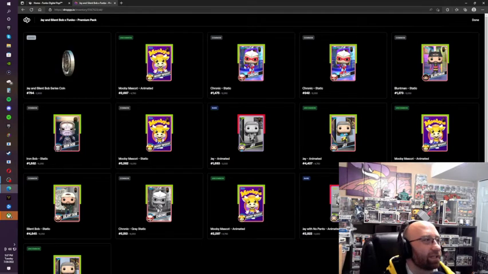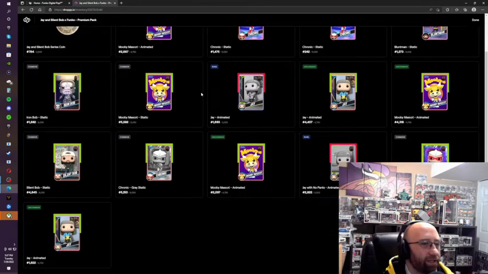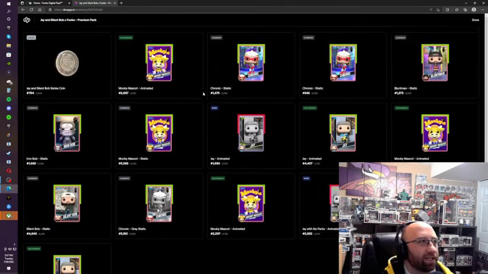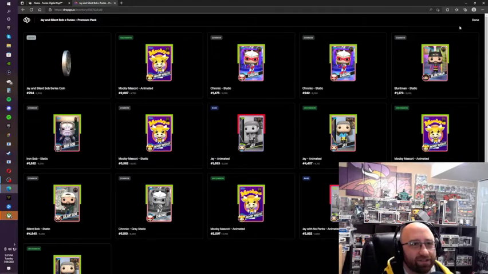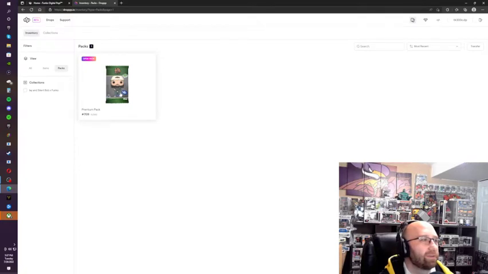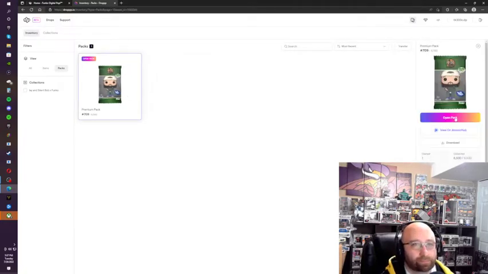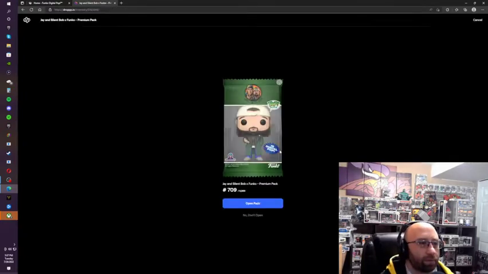Damn. All right, so this is all the pops I got. Or not the pops, all the cards I got. $30, nothing. Oof. All right, let's go to this last one. Come on, baby.